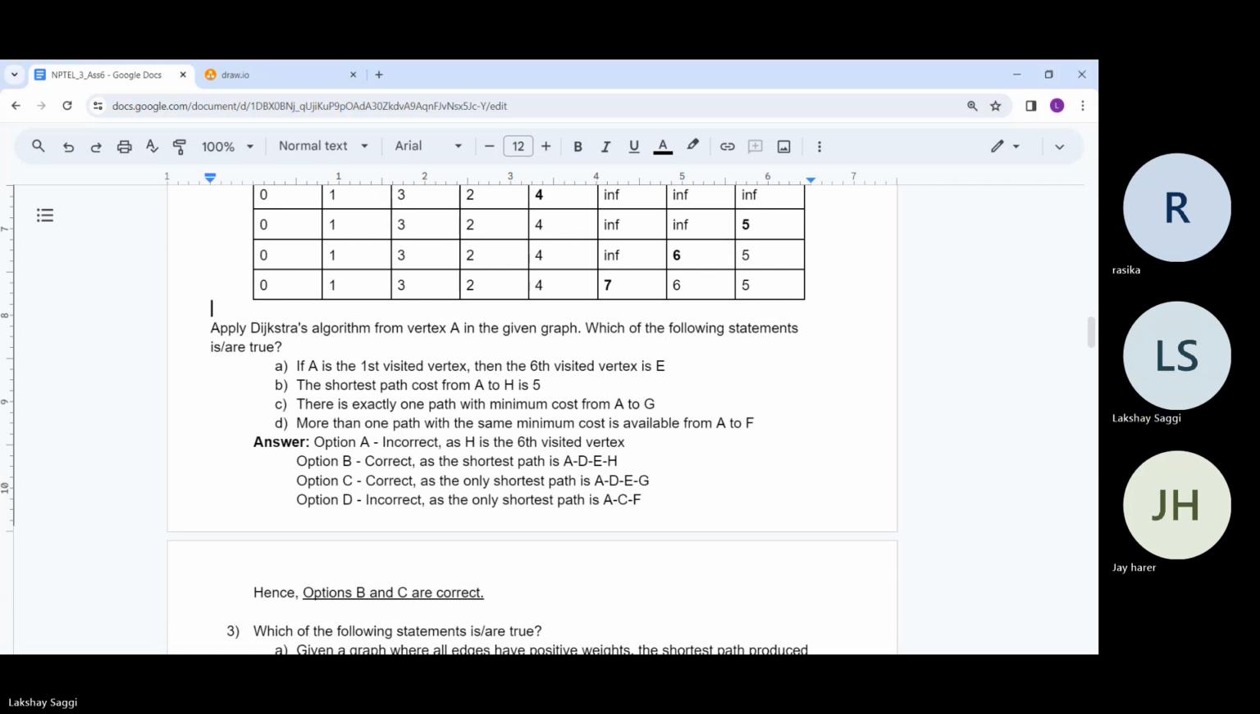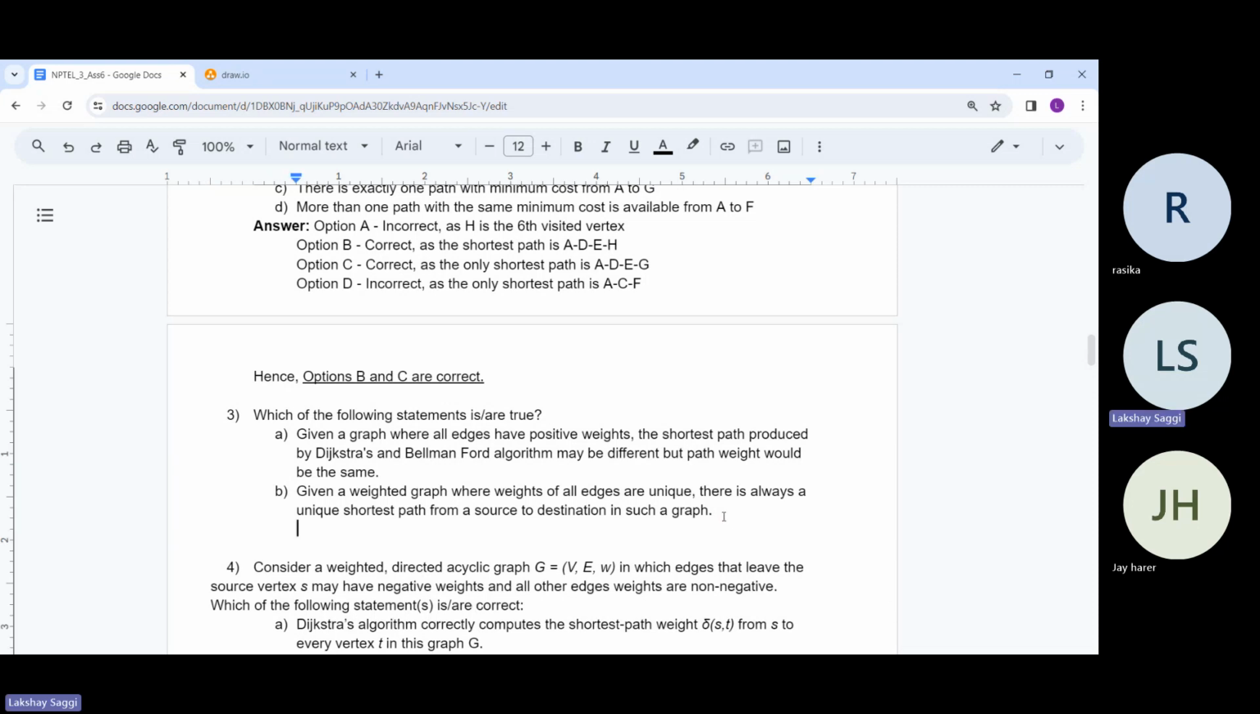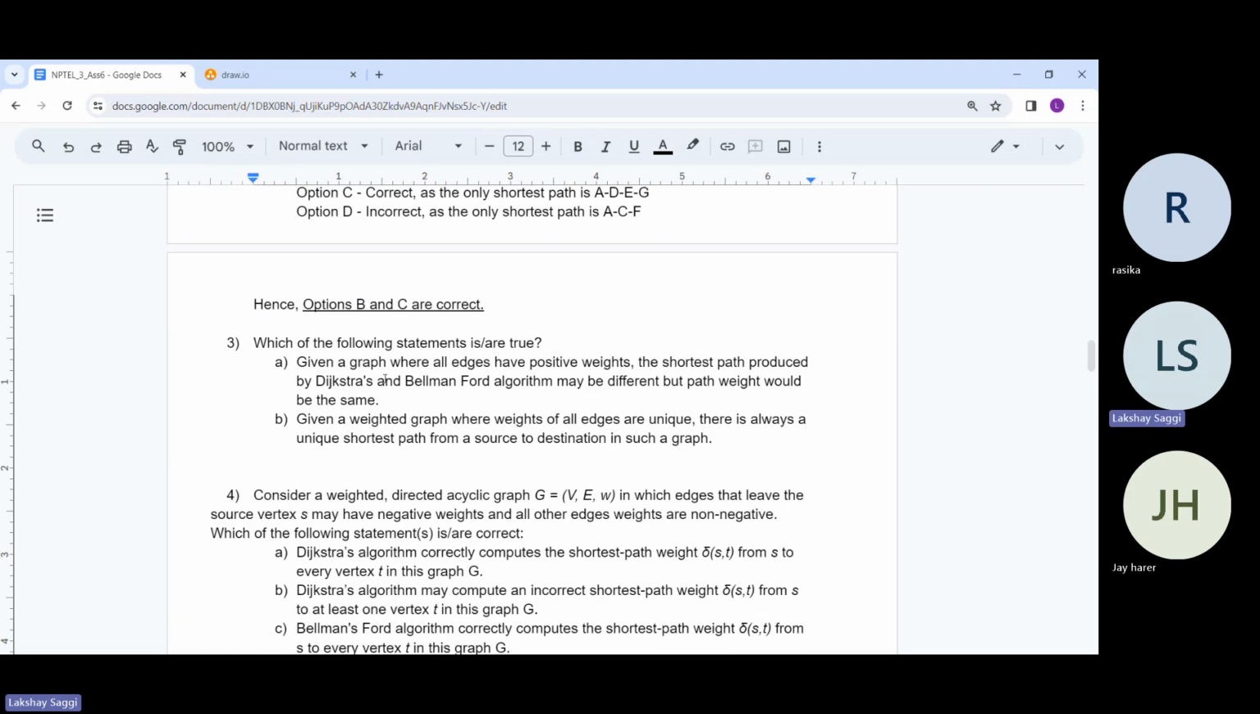So then coming to the third question. The third question says, which of the following statements is or are true? We are given two statements and we need to say which are true. The first statement says: given a graph where all edges have positive weights, the shortest path produced by Dijkstra and Bellman-Ford may be different, but the path weight would be the same.